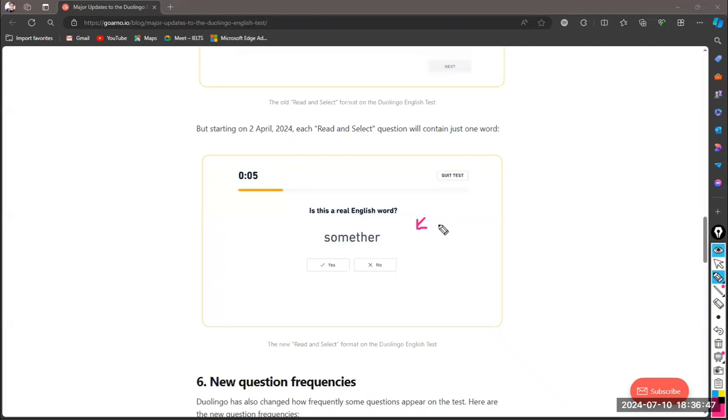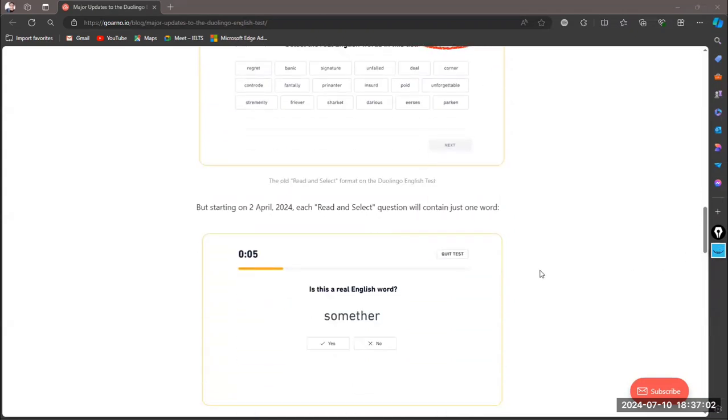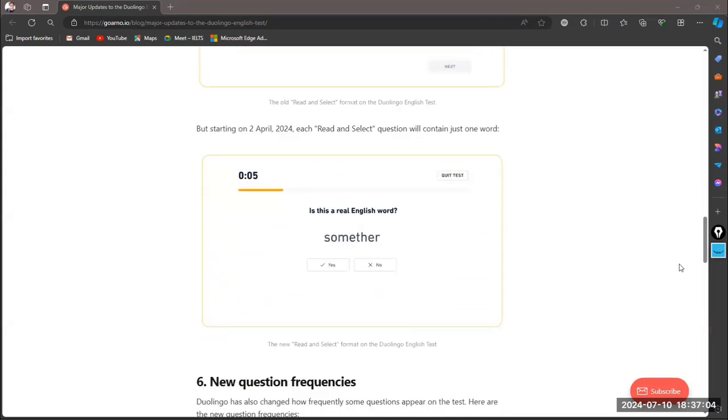So only one word is going to be shown to you, and you have to decide if this word is a real English word or maybe no. So there are no 15 words on the same page. Only one word, and you have to decide if this word is correct or maybe no.